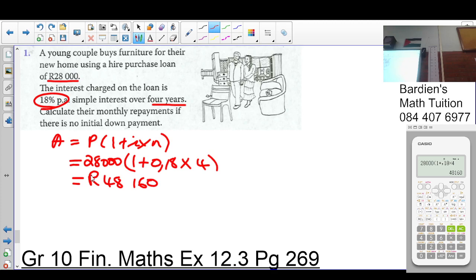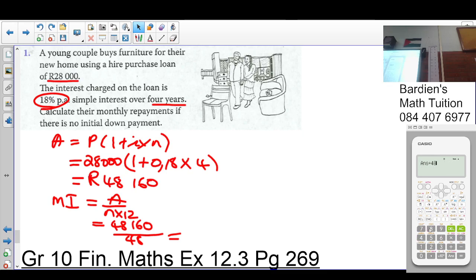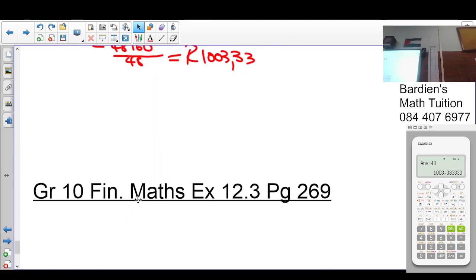Okay. Calculate the monthly repayments. So the monthly installment is going to be A over n, where n is 4 times 12. So what's your A value? 48,160 over 48, or 4 times 12. Divided by 48 gives me 1,003 rand and 33 cents. Okay, you guys understand? Notice the interest is huge.